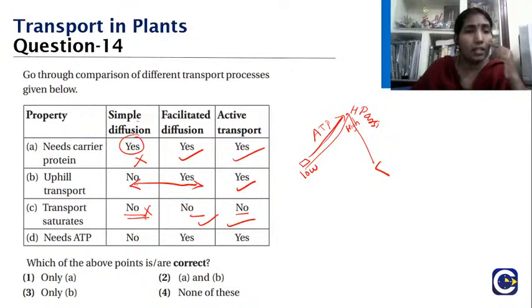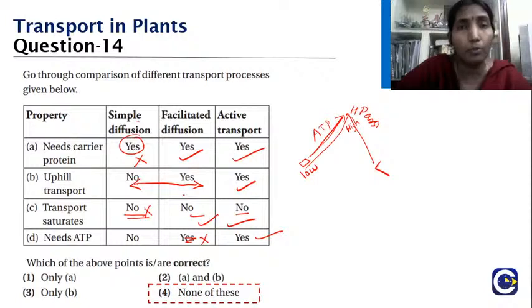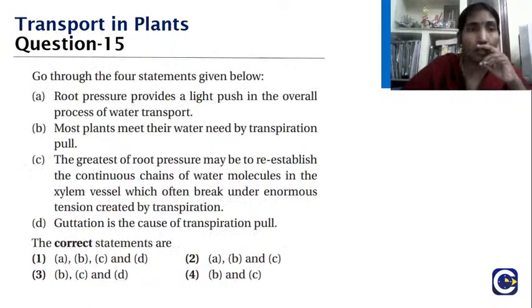Needs ATP? Here it doesn't need ATP, even in facilitated, no ATP. Only in active transport is ATP expenditure happening. So what should be your correct answer? None of these. So none of these is the correct thing. I see people giving the answers: Tirisha, Akshaya, Jeevita and Balamurugan. Very good. You have given the right answer. Excellent students. We'll go to the next.